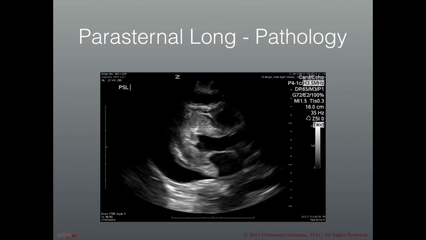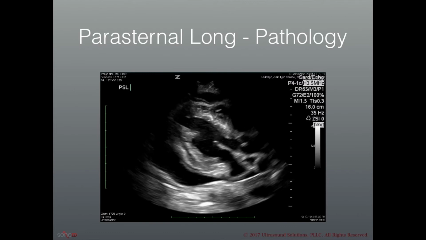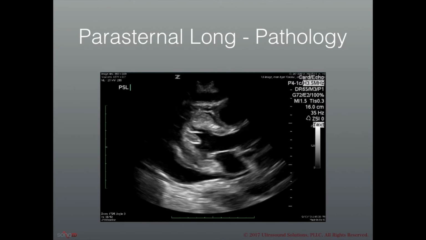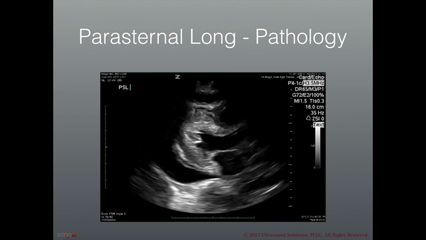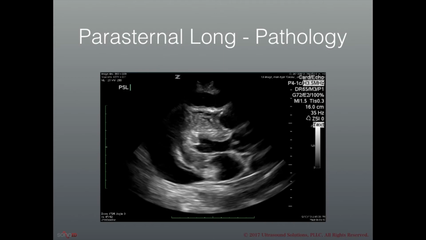In order to determine whether or not there was tamponade, I would want another view, like an apical view or a subxiphoid view, where I can see the right atria and the free wall of the right ventricle together.